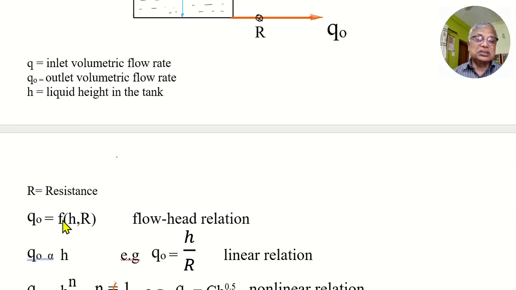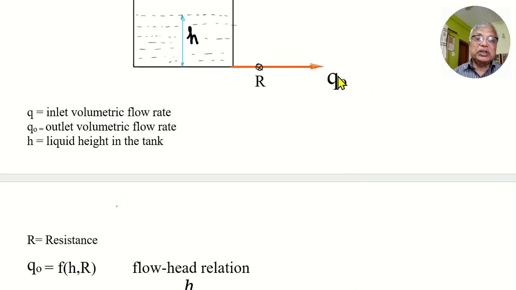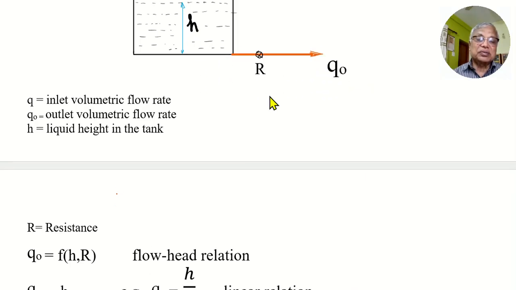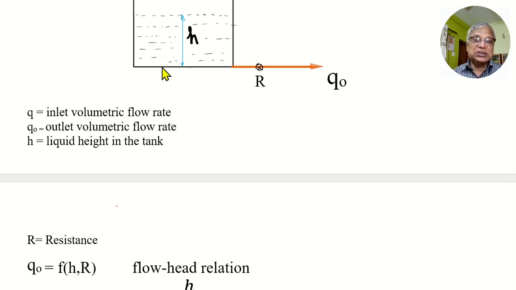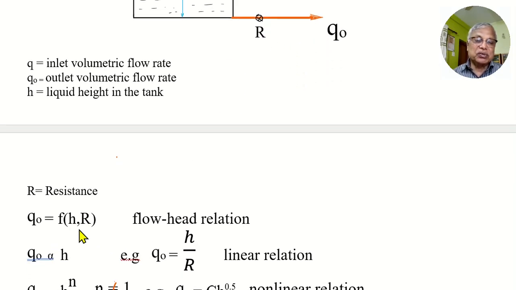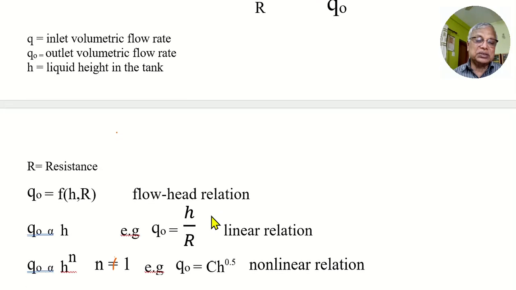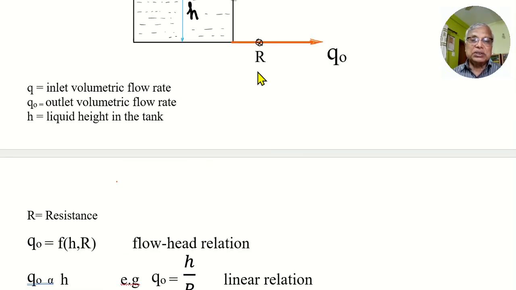R is the resistance. So the relation between Q0, H and R is known as the flow head relation. So Q0 will be a function of the height and the resistance. More the height, more will be the outlet flow rate. More the resistance, less will be the flow rate. Resistance opposes the flow. So Q0 is a function of H and R, the flow head relation. The exact relation depends upon the type of outlet and the flow condition.